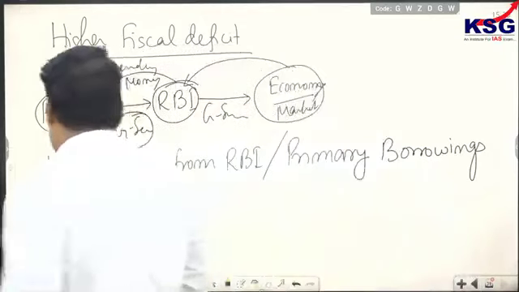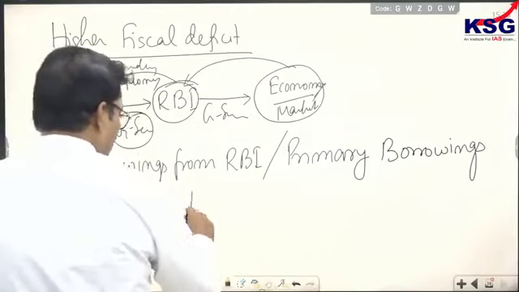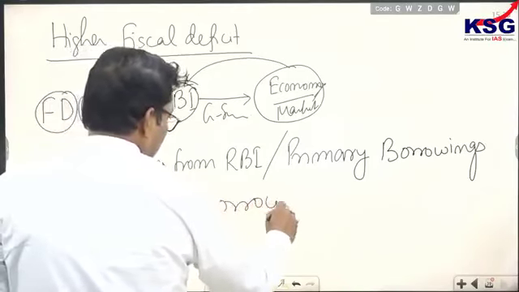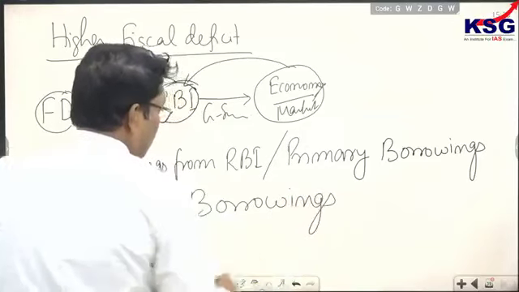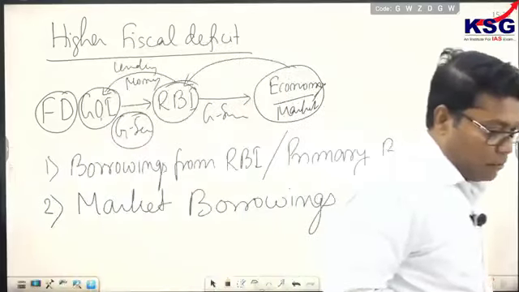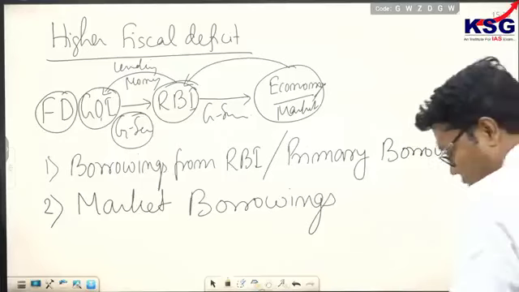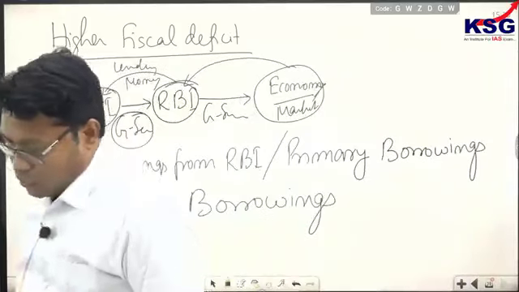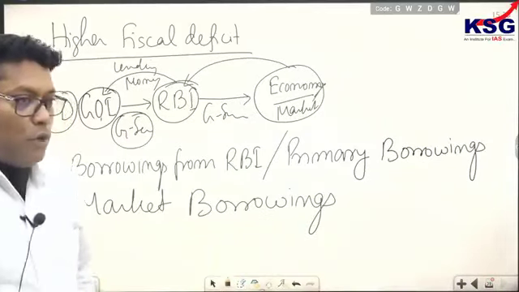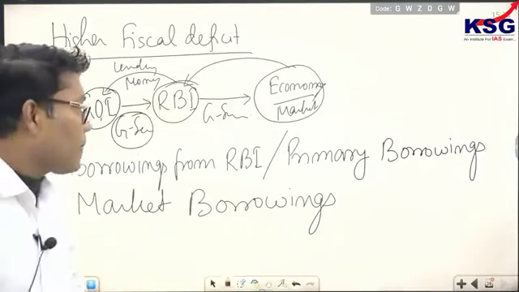So the second type of funding is known as market borrowings. Check here. If the government is facing a deficit, then the government can fund its deficit in two ways. One is known as borrowings from the RBI, and the other is known as market borrowings.